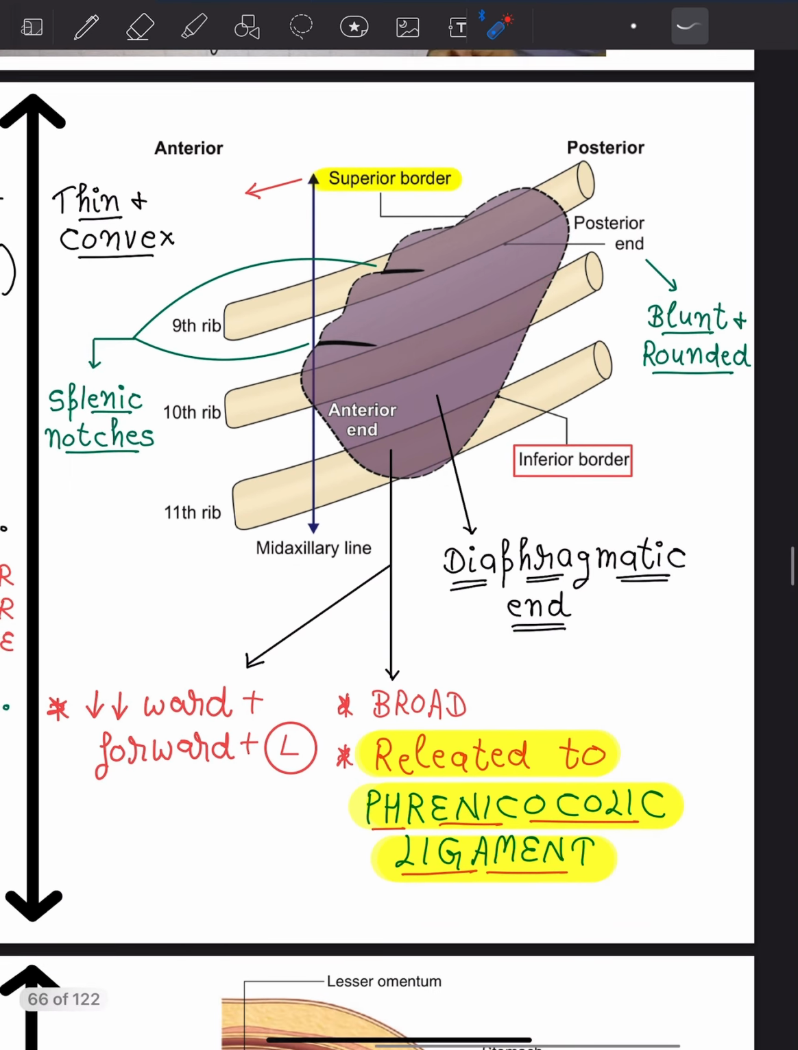And here we have the inferior border. Now, the anterior end will project downwards, forwards, and towards the left. And it is broad and related to the phrenicocolic ligament. Now what's the phrenicocolic ligament? We'll talk about that in a minute. Here you can see these splenic notches, which are a characteristic of the superior border. And as you can see, the posterior end is blunt and rounded as compared to the anterior end, which is broader than the posterior.